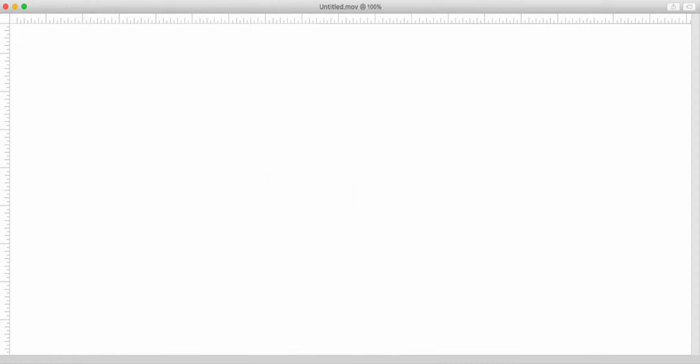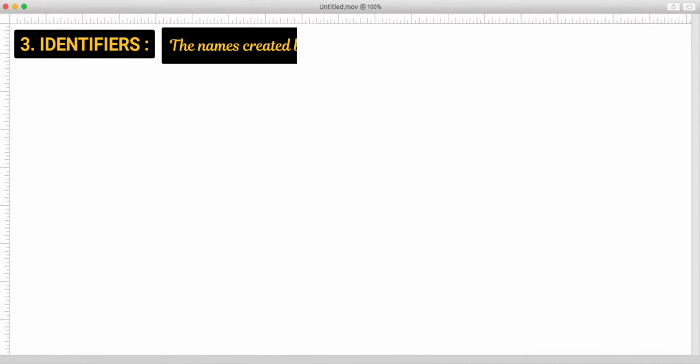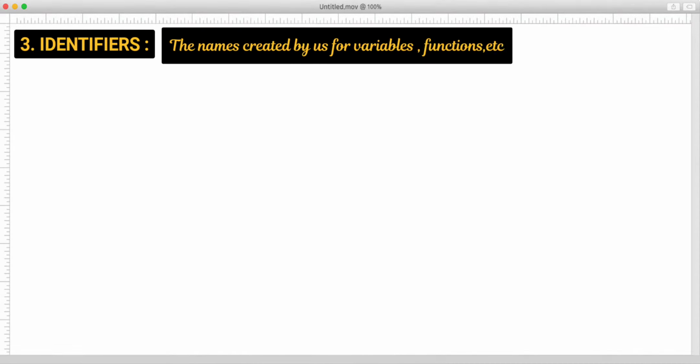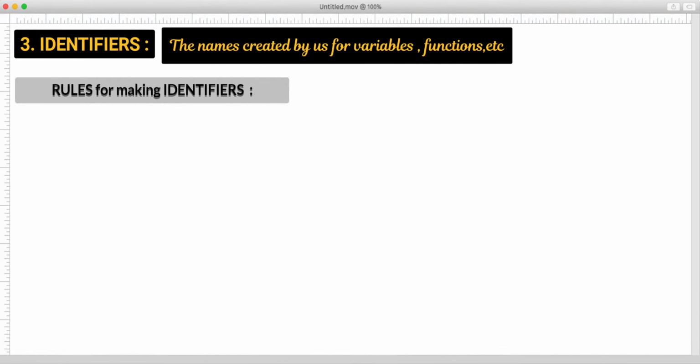Starting with identifiers, we can understand them as the names created by us for naming variables, functions and other similar entities in the C++ programming language. In programming, when we make use of variables and functions, we declare them with a certain name. This name is called an identifier. Now here comes the important part. There is a set of rules for making an identifier in C++, which we are going to see now.